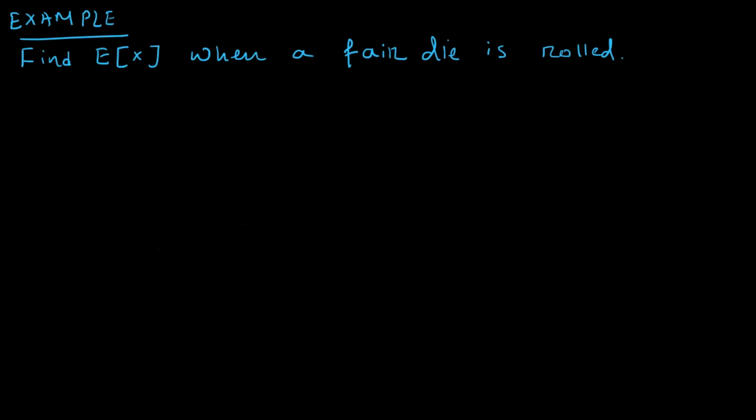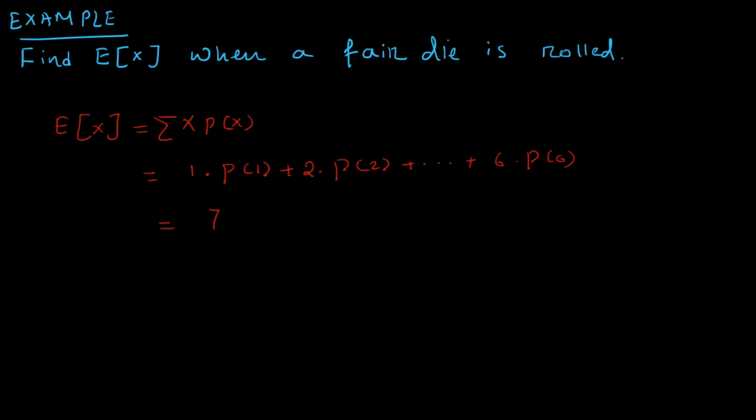Here's a problem: find the expectation of x when you roll a fair die. So expectation of x will be given by the sum of x p of x. This is a summation, because it is a discrete case, while we roll a die. So 1 into probability of 1 plus 2 into probability of 2. You have to do this until you reach 6 into probability of 6. You can find out the value. It will be something like 7 by 2.